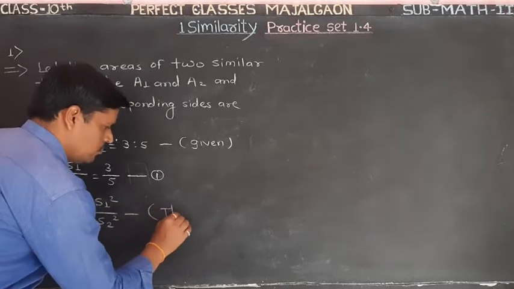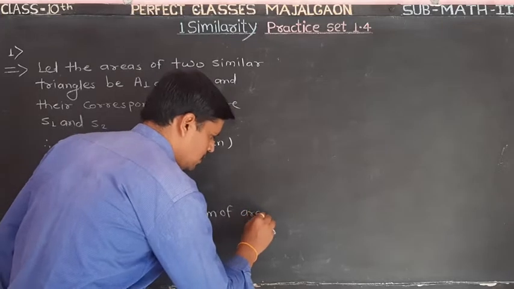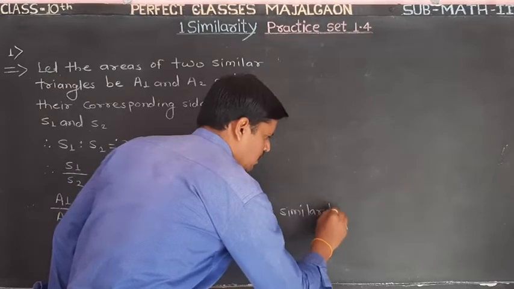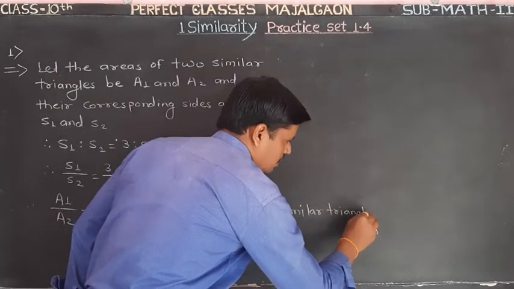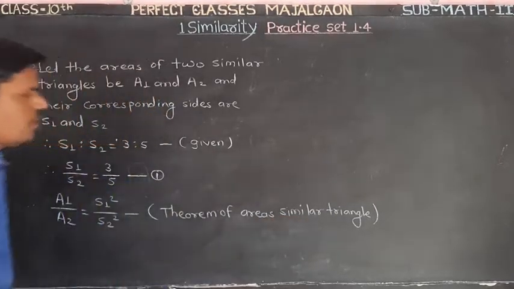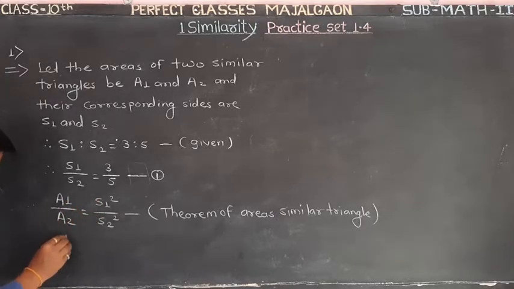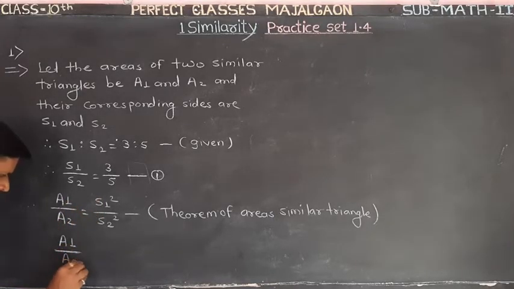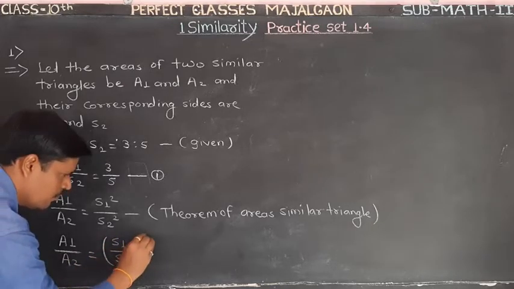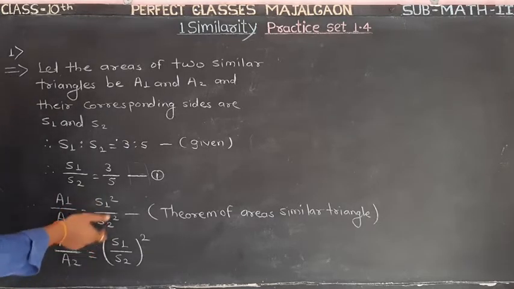Here we use the theorem of areas of similar triangles. Now, using the rule of indices, A1 upon A2 equals the whole bracket S1 upon S2 squared. It means A square upon B square equals (A by B) whole square.